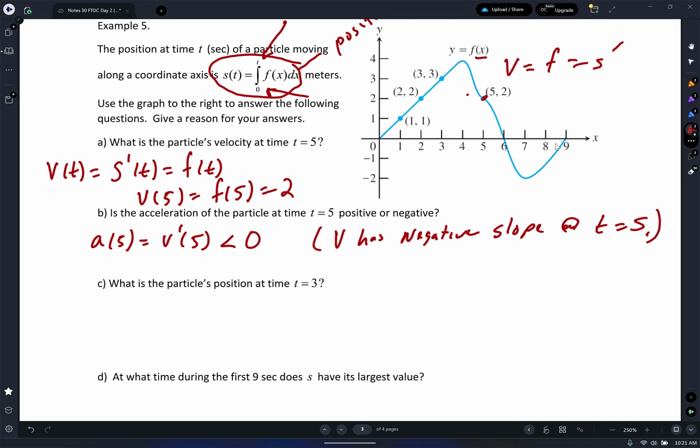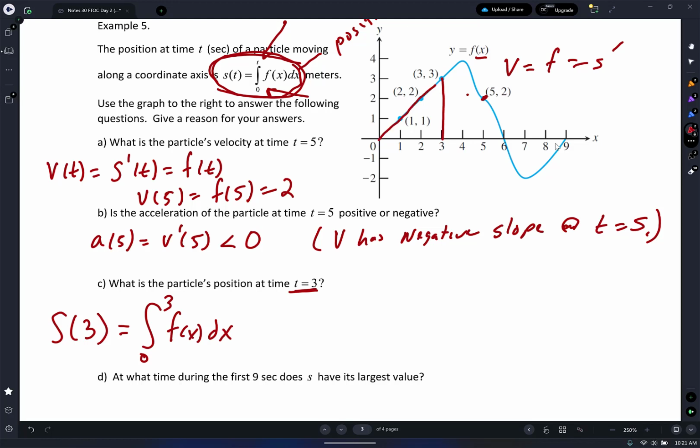How do we feel? All right. Check it out. You're going to love this. What is the particle's position at t equals 3? Isn't this my graph for position? So can't I just go s of 3 and see where I'm at? s of 3 equals the integral from 0 to 3 of f of x dx. What does this mean, that integral from 0 to 3? That I got to find what? The area under this curve.